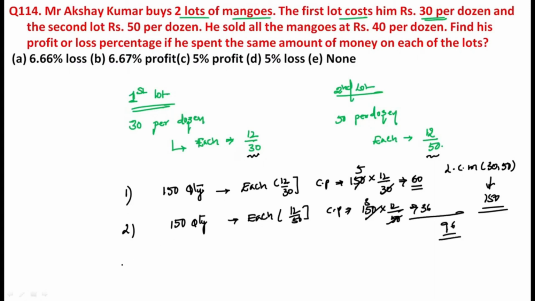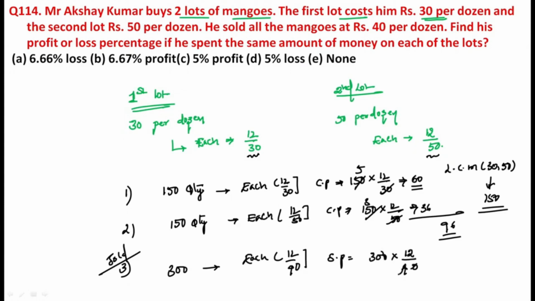Then he sold the total quantities. He sold it. The total quantities are 300. Now they sold at 40 per dozen. So 40 by 12 is each dozen's price. Now the selling price is exactly equal to 300 into 40 by 12. Now 4 ones are 4, 4 threes are 12, now they can get 90.